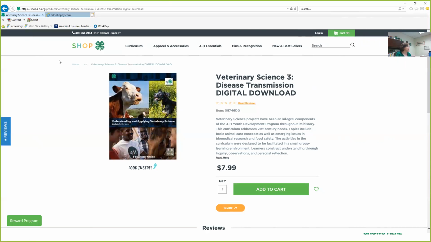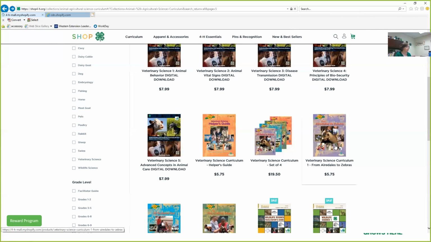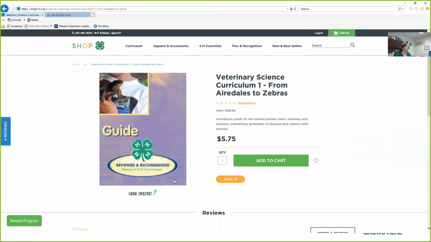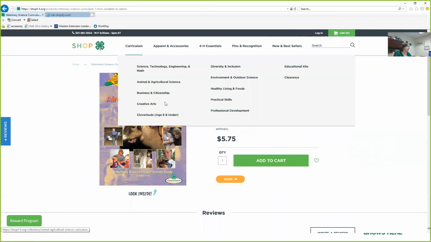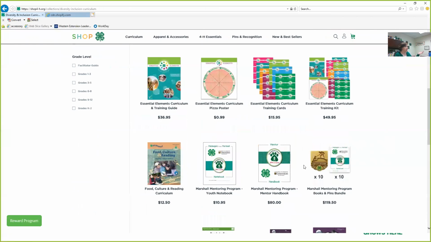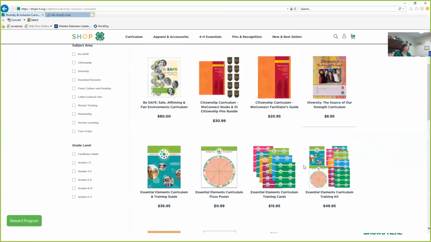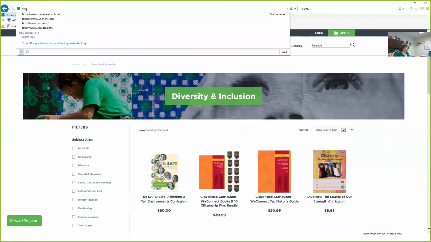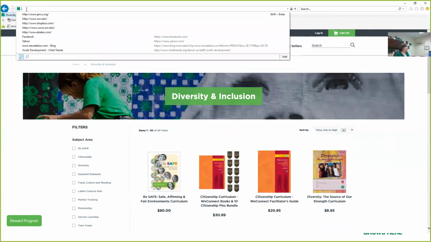You're going to see that on this curriculum too, because it is a little bit older, it may have this "reviewed and recommended by National 4-H Curriculum." So those are things to look for as well, especially if you're looking at the national level. There's just a whole variety. Again, this is one that I have no qualms about people getting on and using these materials. I know that they've been vetted. The other one, I'm going to have to look.